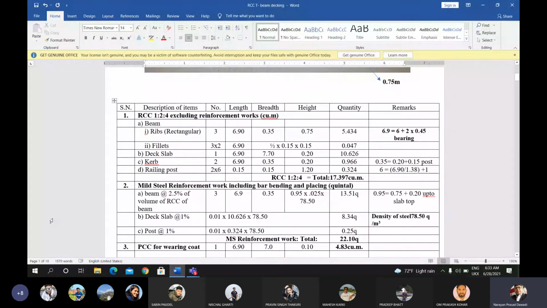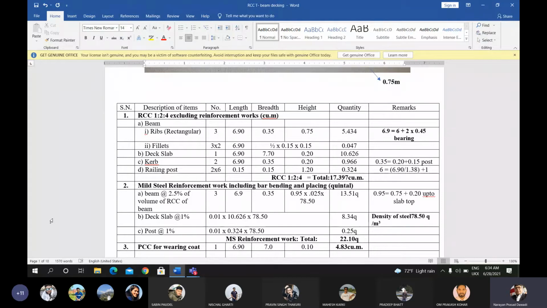Now okay, this is the first item. I think you can understand how I calculate the value of 6, and for the double side it is multiplied by 2. Okay, the area of each railing post is 0.15 into 1.2, and the total volume of railing post will be that multiplied by the 12. Okay, you will get the value of 0.324 cubic meter.